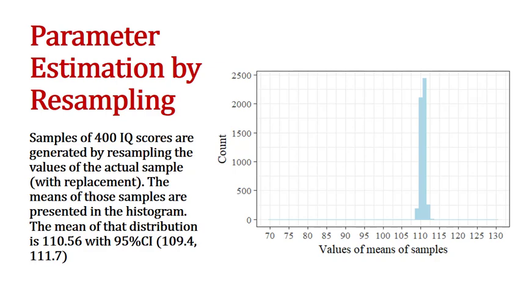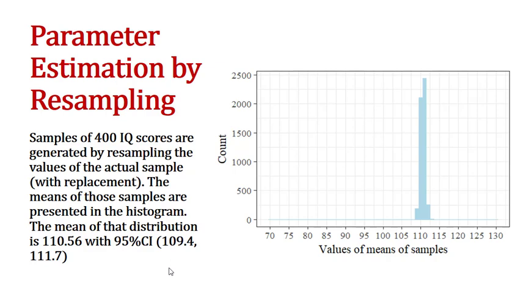And so we obtain the mean of that new sample, and then we do this process thousands of times, let's say 5,000 times, so we've got 5,000 means, and with these 5,000 means we generate a histogram, which is here, and the mean of this histogram is 110.56, which coincides with the mean of the sample, and the 95% confidence interval is between 109.4 and 111.7.